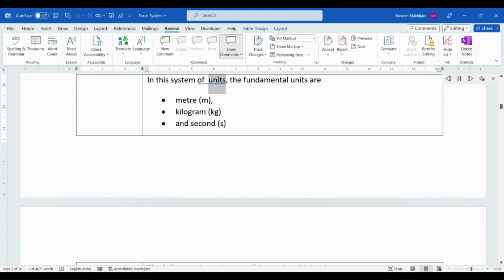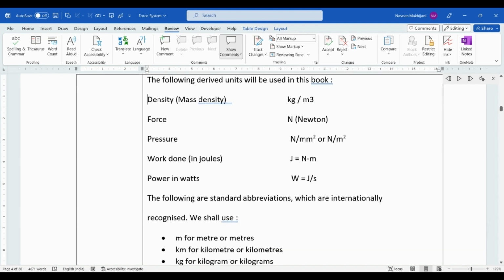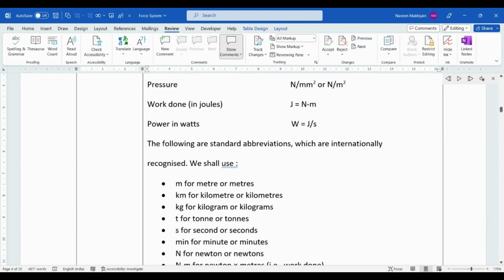In this system of units, the fundamental units are meter (m), kilogram (kg), and second (s). The following derived units will be used in this book. Density in kg per cubic meter, force in newton, pressure in newton per square mm, work done in newton meter, power in watts, joules per second.